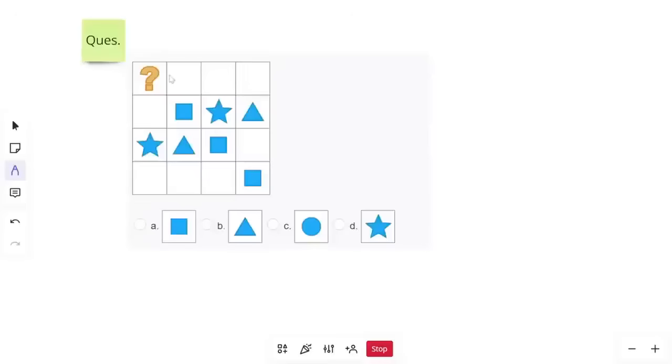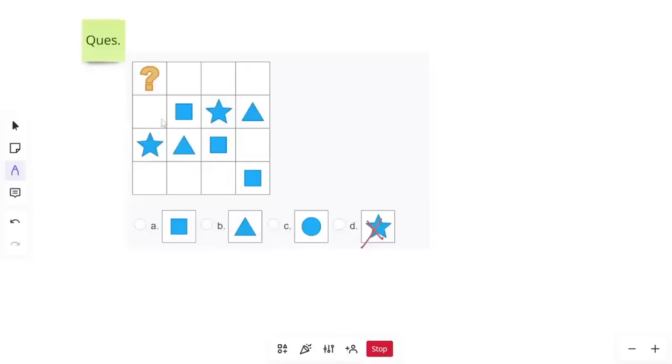Let's look at this question. In this question, we have question mark at the first cell, okay, which is in first row and first column. Let's see which thing can come here, which symbol can come here. Obviously, star cannot come because star is in the same column. So we will eliminate star. Then we will see what are the other options.